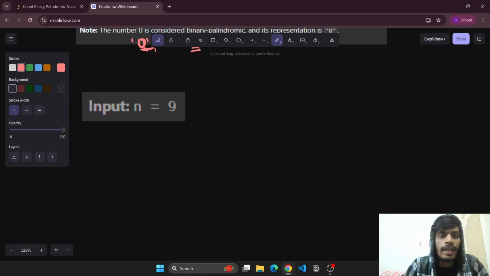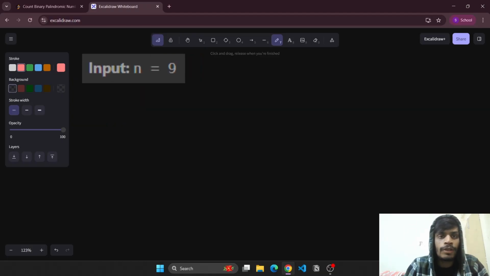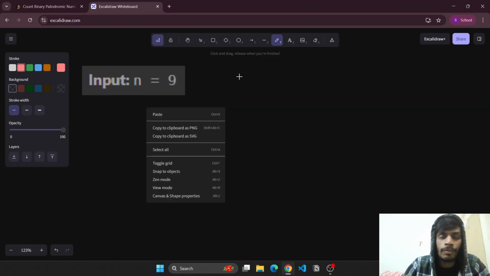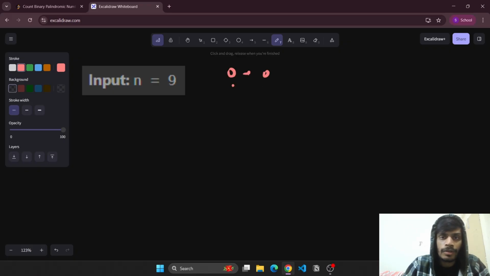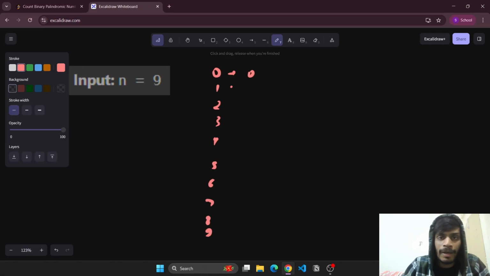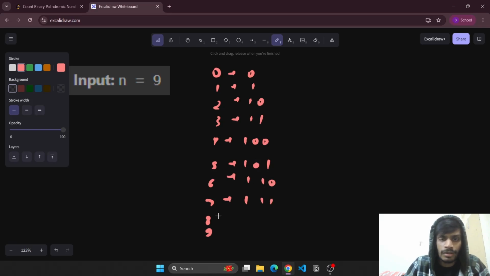So we are given n equals 9. The numbers are 0, 1, 2, 3, 4, 5, 6, 7, 8, 9. Let's write the binary representation: 0, 1, 10, 11, 100, 101, 110, 111, 1000, and 1001.